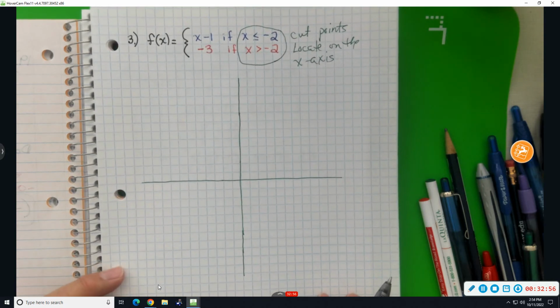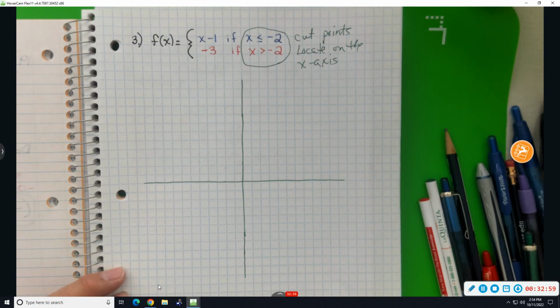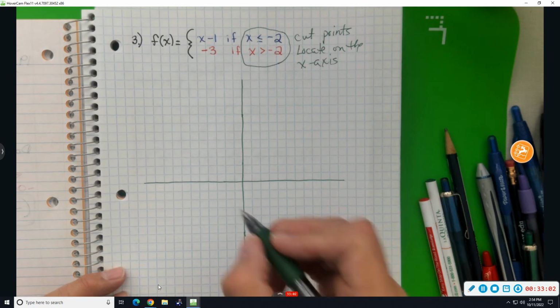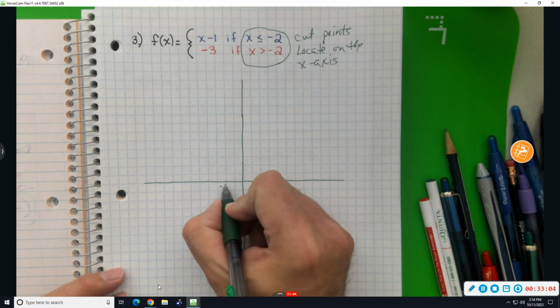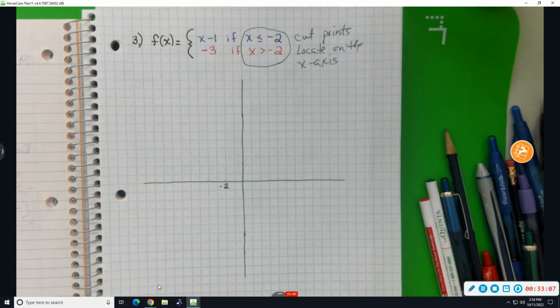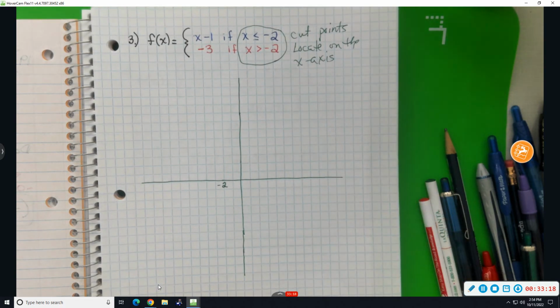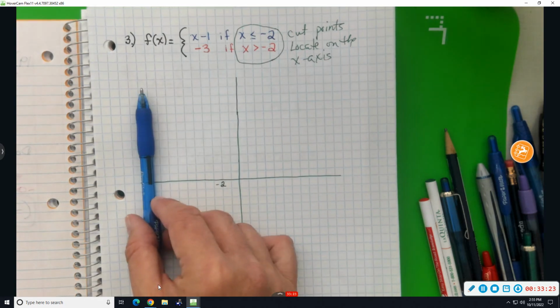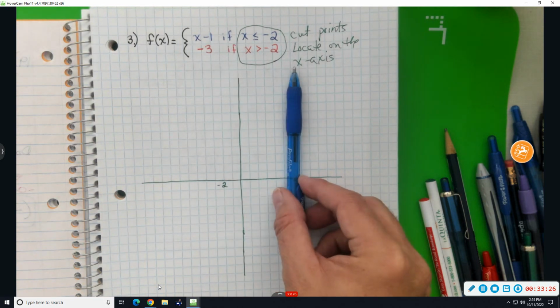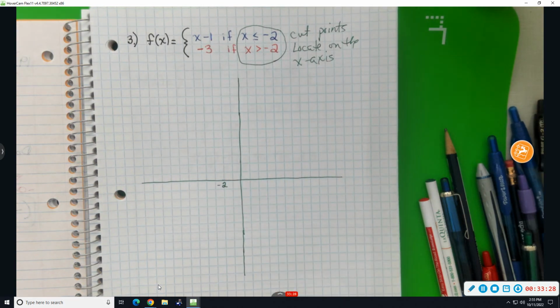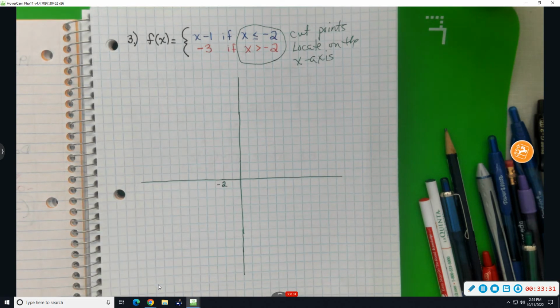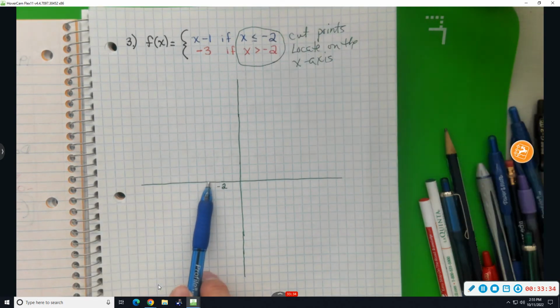Really this would have been a good thing to have done for the one I just did, the messy one. We start off by locating the cut point on the x-axis. There's only one cut point, negative 2. Now we're going to decide, where does the blue graph go? Is it going to be to the left of negative 2 or to the right of negative 2? Where is x less than negative 2? I think it's to the left.